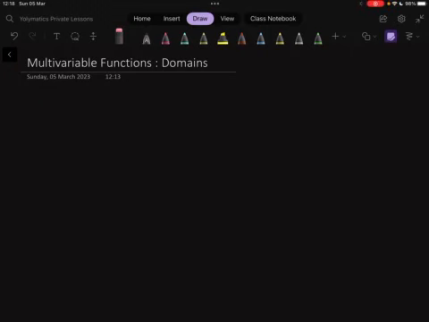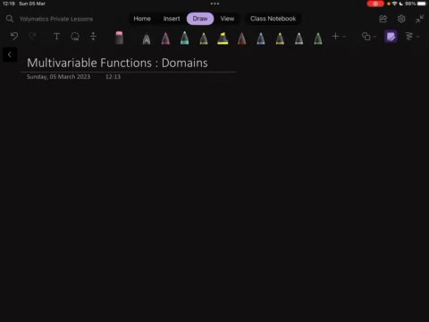Hi guys, welcome. In today's lesson, we are going to start having a look at the study of multivariable functions. We are going to lay down some definitions so that you may understand what we mean by multivariable functions. Today's lesson is mainly focused on knowing how to find the domains of such functions. Okay, so let's begin.